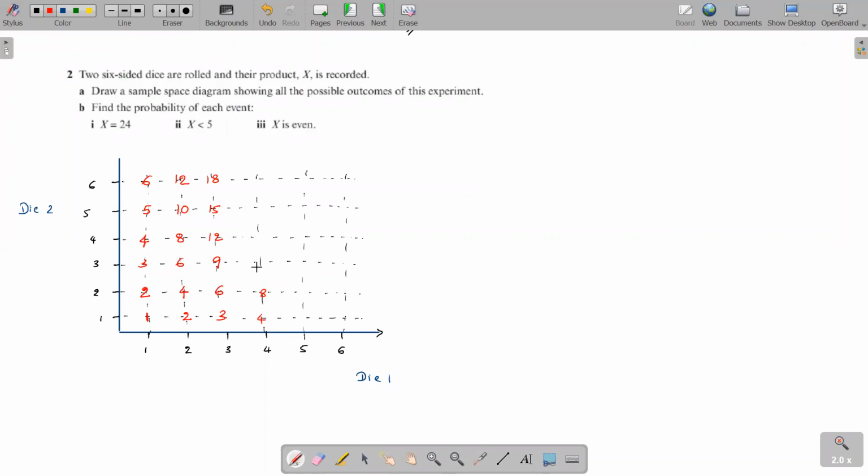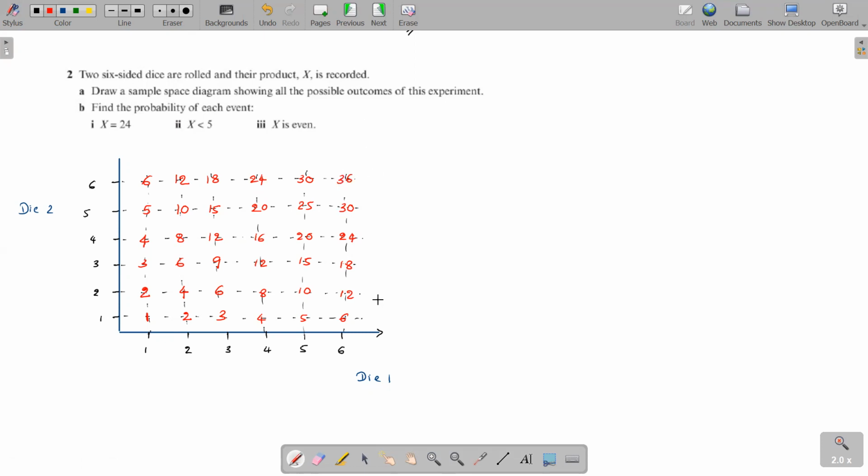4, 8, 12, 16, 20, 24. 5 times 1 is 5, 10, 15, 5 times 4 is 20, 5 times 5 is 25, 5 times 6 is 30. And then the last one, 6 times 1 is 6, 6 times 2 is 12, 6 times 3 is 18, 6 times 4 is 24, 6 times 5 is 30, and 6 times 6 is 36.